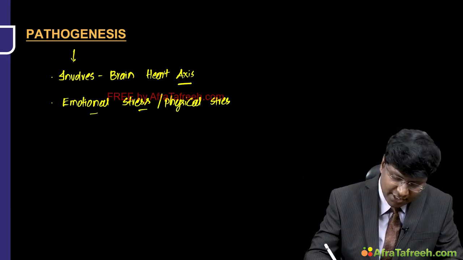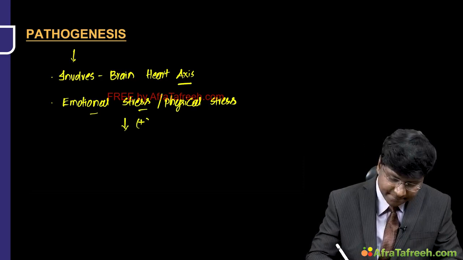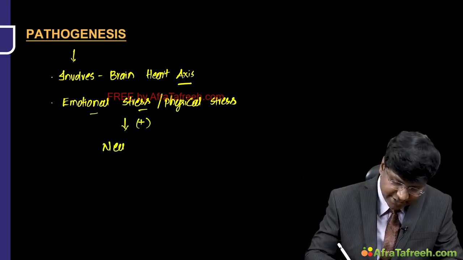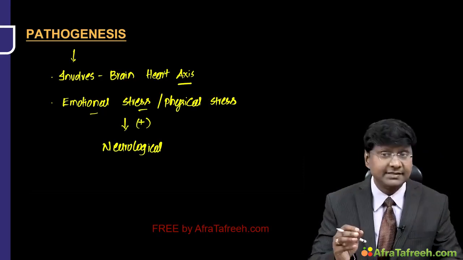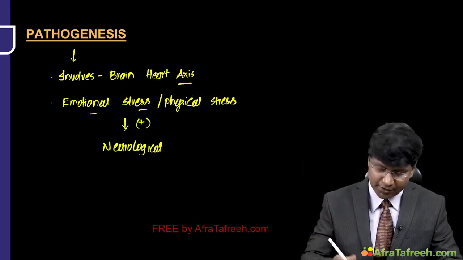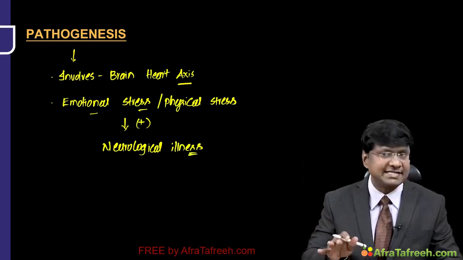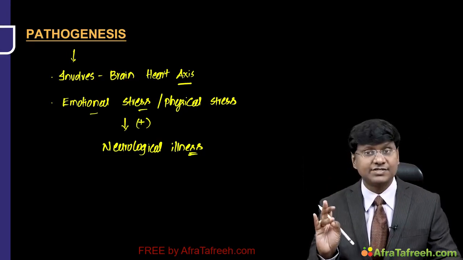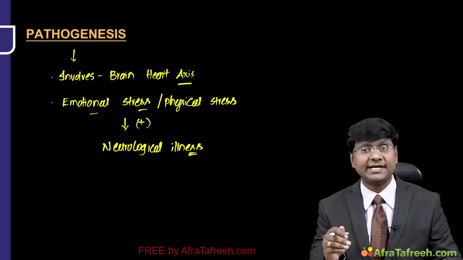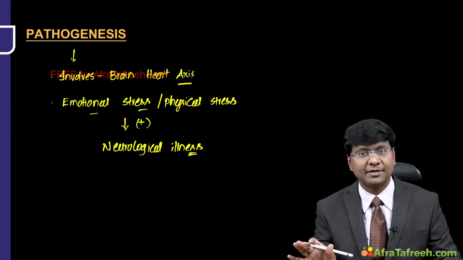So this emotional or physical stress will trigger the neurological circuit. Right? What exactly is that? I will discuss. So this emotional stress or physical stress triggering the neurological or psychiatric illness will precede the development of the Takotsubo cardiomyopathy.